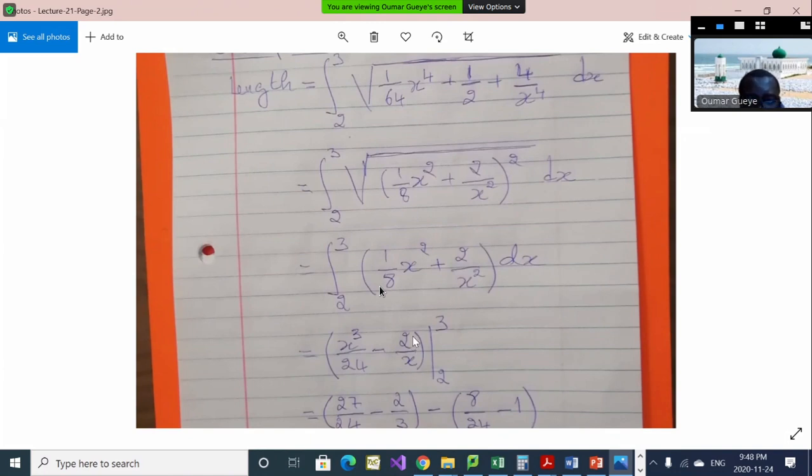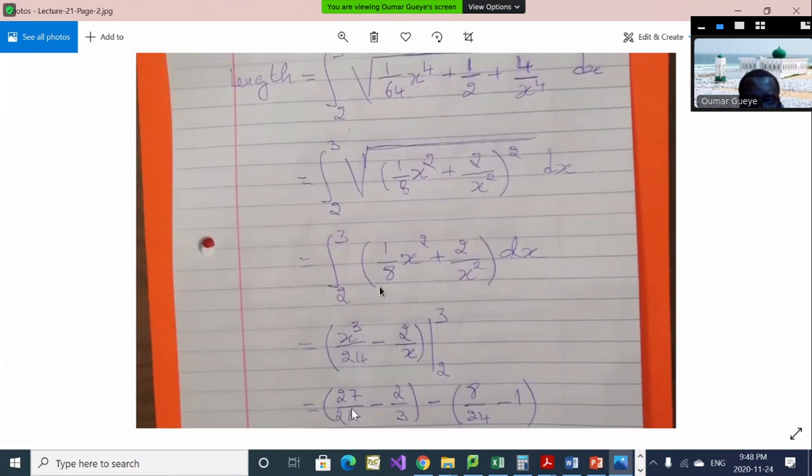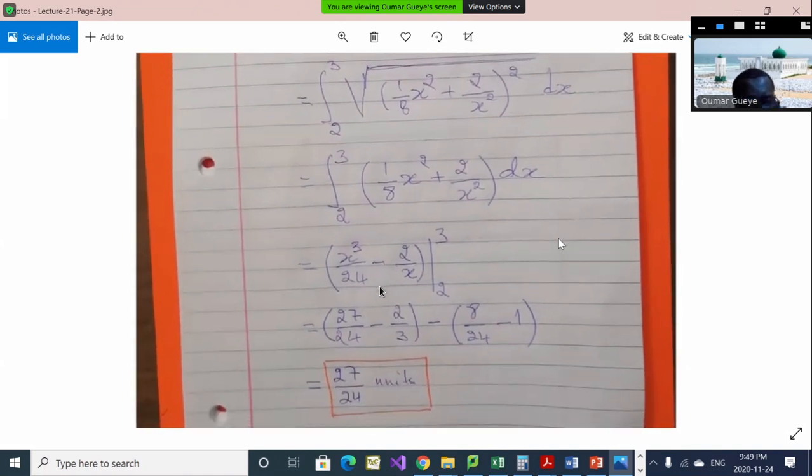So next, you just want to substitute x by 3. It's going to be 3 to the power 3, which is 27 by 24. And here when x equals 3, 2 by 3. So the first bracket here is obtained when you substitute x by 3, and the second bracket when you substitute x by 2. And when you drop all brackets, you will get just 27 by 24 units. And this is the length of the portion of the curve of f joining the 2 points.